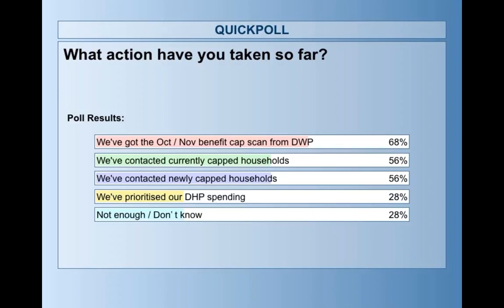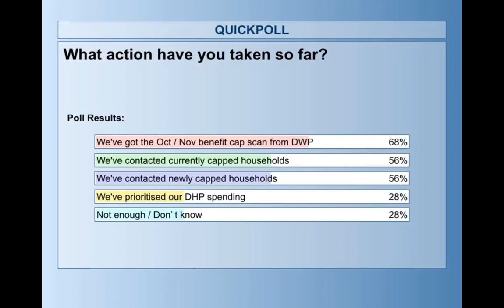And all of those have obviously been contacting those currently capped households, but they've also been contacting those newly capped households as well. Well, just under a third have been prioritising their DHP spending, so that might be useful for them to learn a bit more about that. And a similar number don't necessarily feel like they're doing enough, and hopefully you can learn more about that in this presentation today. Thanks to all of you for completing the poll.